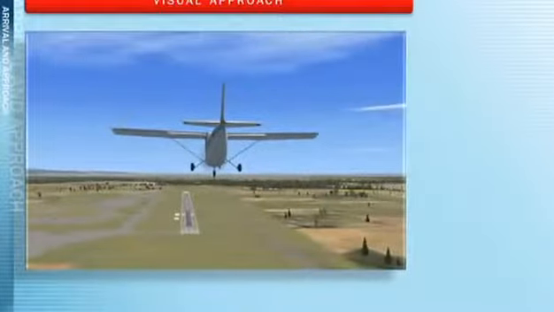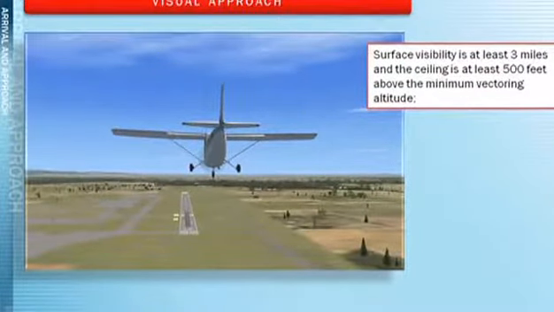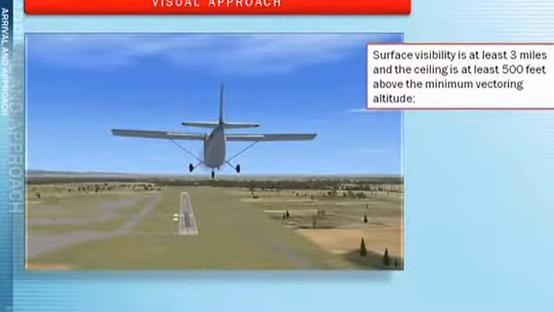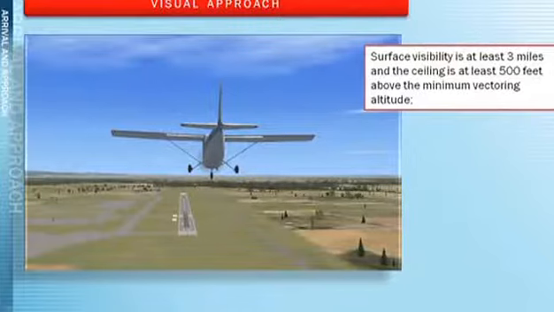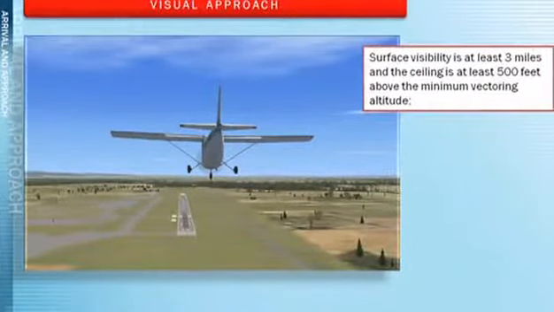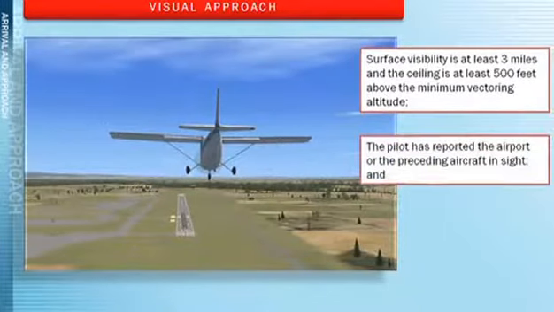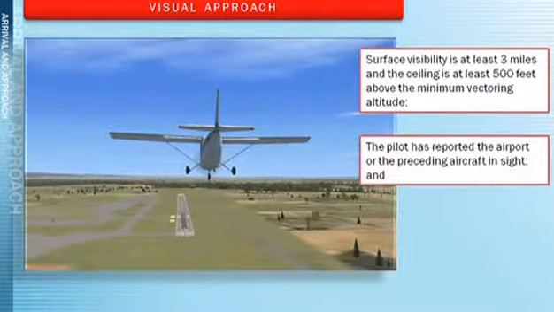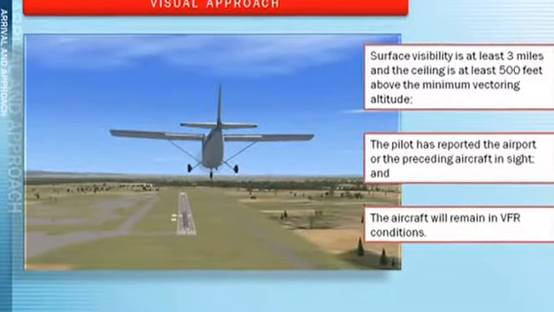For the visual approach, visibility must be 3 miles or greater at the destination, and the ceiling must be at least 500 feet above the MVA, or minimum vectoring altitude. As a pilot, you aren't typically aware of the MVAs because they are an altitude used by controllers for vectoring aircraft. In addition, the landing airplane must have either the preceding aircraft in sight or the airport itself and remain in VFR conditions throughout the procedure.